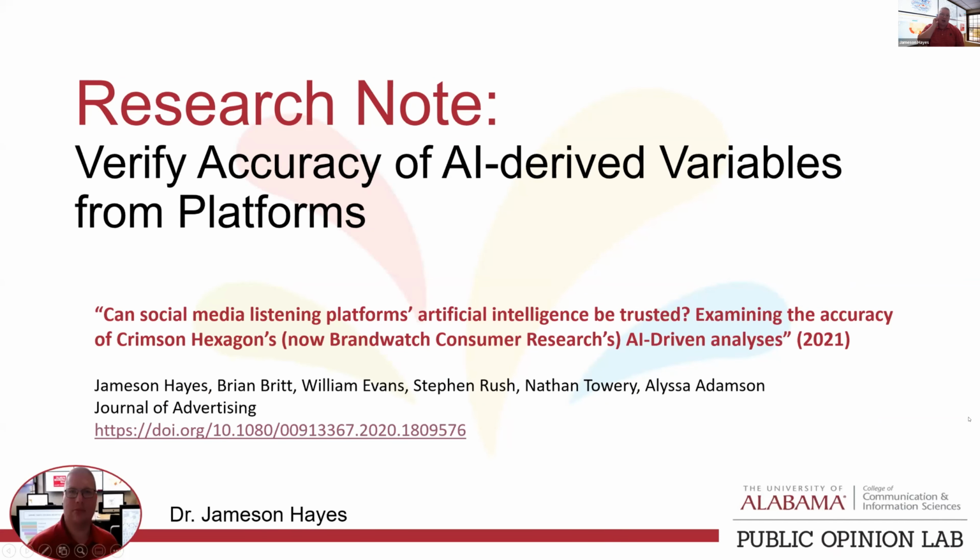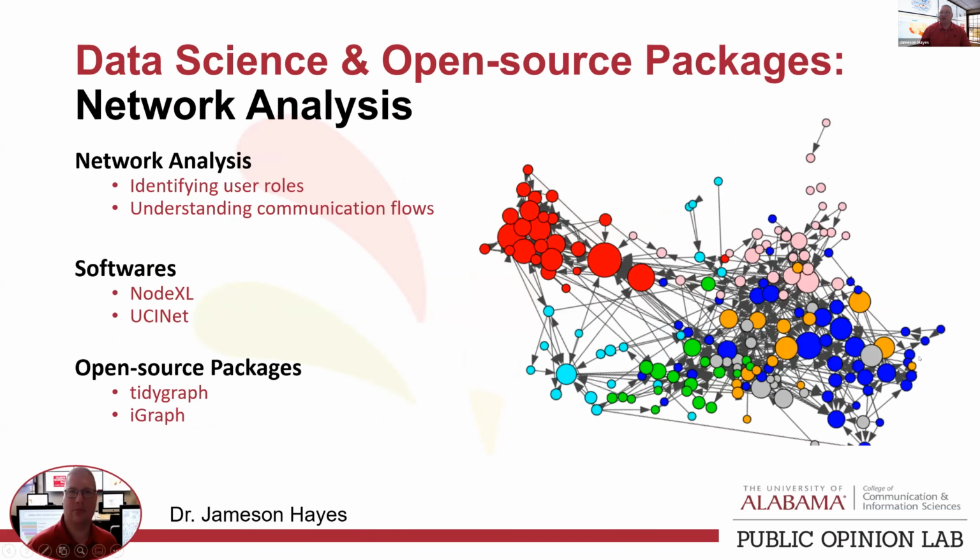Now, here's an example. I just wanted to make a note for you. This is a paper we did where we actually tested the sentiment AI for Brandwatch, which used to be Crimson Hexagon, and that's the one that was 32% accurate. So make sure that you're very careful when you're doing sentiment analysis. Don't just take the stock column, even though it says positive, negative, neutral. You have the data. You can't trust it until you take a look at it yourself.